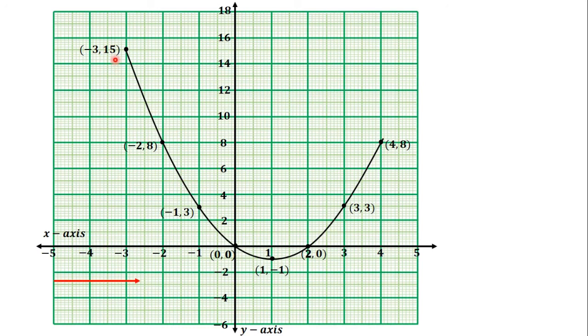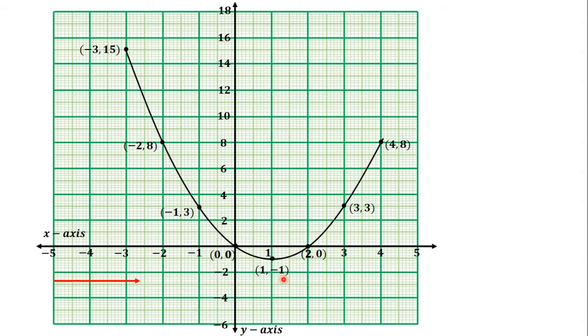The y-coordinate here is 15. The y-coordinate here is 8. So it decreases from 15 to 8. It then decreases from 8 to 3. It decreases from 3 to 0. It decreases from 0 to minus 1, which is at the turning point of the curve.